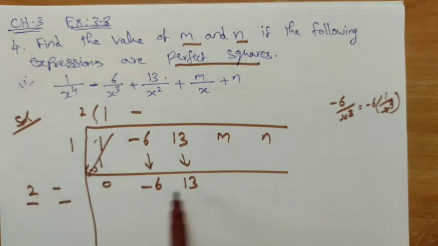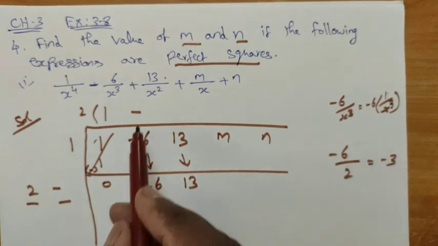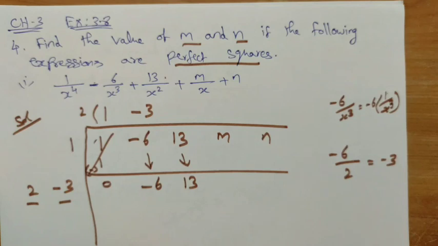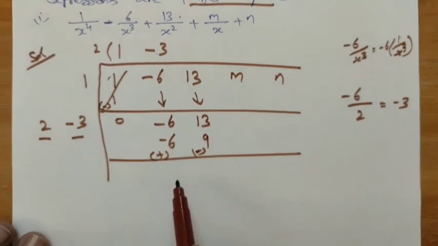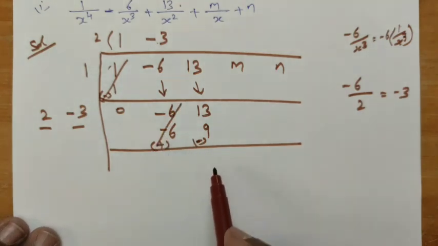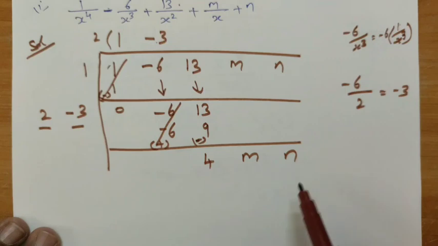And then take this minus 6, first term with the first term, divide by 2 is equal to minus 3. So 3, 3. Minus 3 into 2 is minus 6. Minus into minus plus. 3 3s are 9. Change the symbol. Right? When you change the symbol, we get the first term cancelled. Here we get 4, m, n.